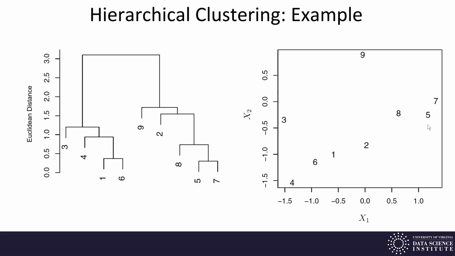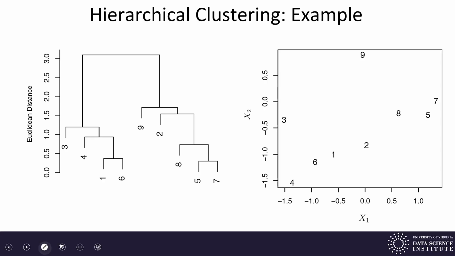On the right-hand side of the screen, I have a plot on x1 and x2 axes, and we have 9 data points here, numbered 1 through 9, the number designating the index for the data point. On the left-hand side, we have what's going to be the output from my hierarchical clustering.